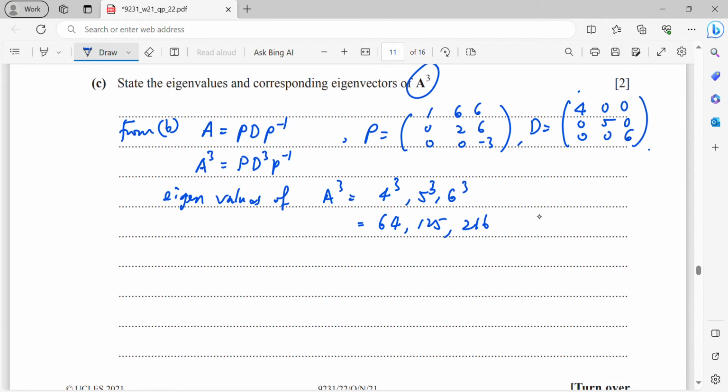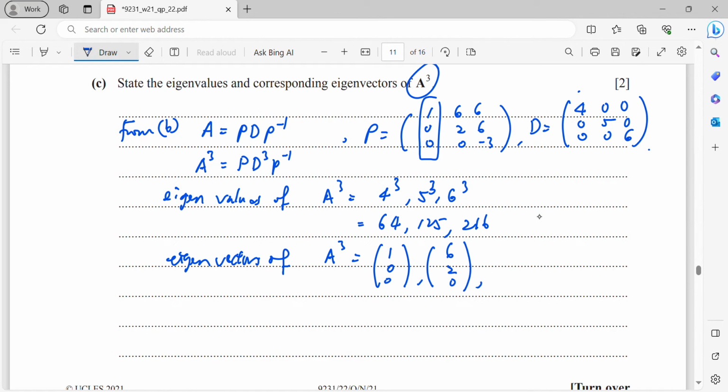Then the corresponding eigenvectors of A cube. So when 4, it will be 1 0 0. Okay, when 5, it will be 6 2 0. Refer to the columns. So these are the eigenvalues and eigenvectors. That's why the question says state. Alright.